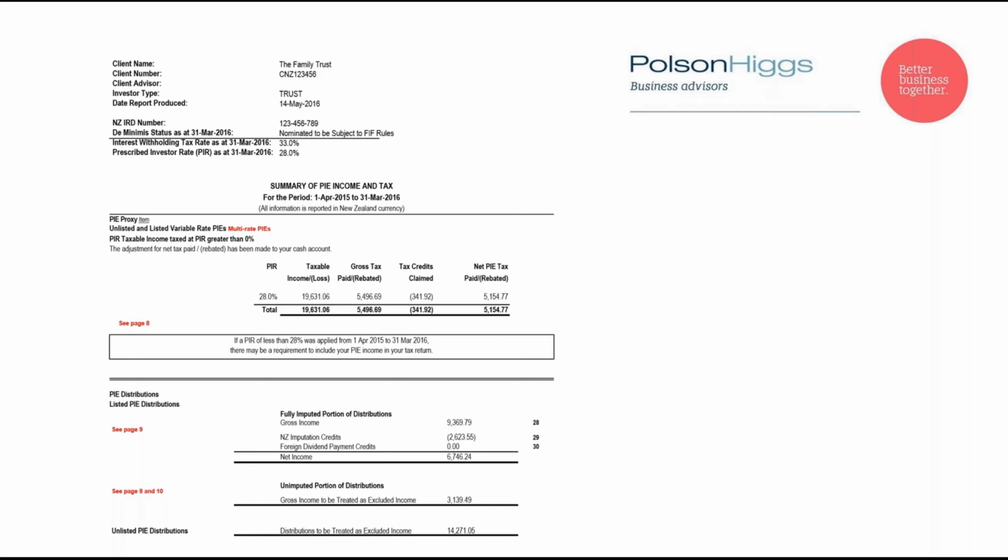Below that, we have our listed PIE, and it's been separated into the two sections. The unimputed portion, which is excluded, so it's at $3,139, doesn't go on my tax return ever. And the top portion, $9,369 with $2,623 of imputation, that's my optionally included box. So I have to decide, am I going to include it? Is it going to be received by a final taxpayer with less than a 28% tax rate? If so, I'll include that.